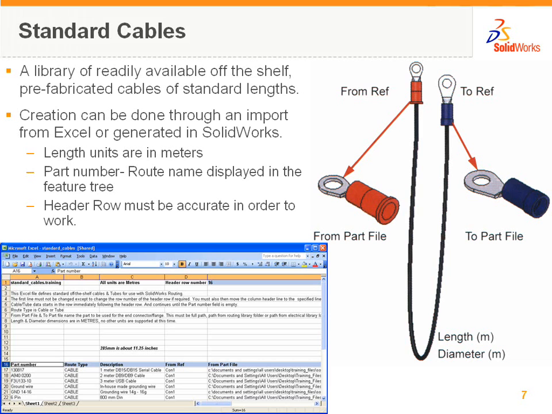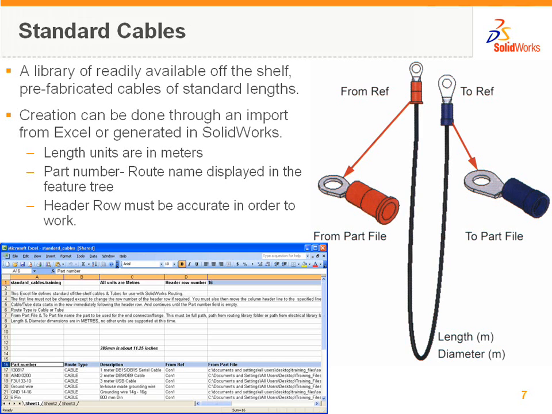The part that we specify, the part number in the Excel table, will be the route name as it's displayed in the feature tree. The header row must be accurate in order to work. So here on this, you can see that my header row number is 16, and that means it starts on the 16th row. The way that these standard cables work is from the first connector reference, which is one connector file, to the secondary connector reference, which is the second connector part file. The other items that are specified in the table is the length and the diameter.